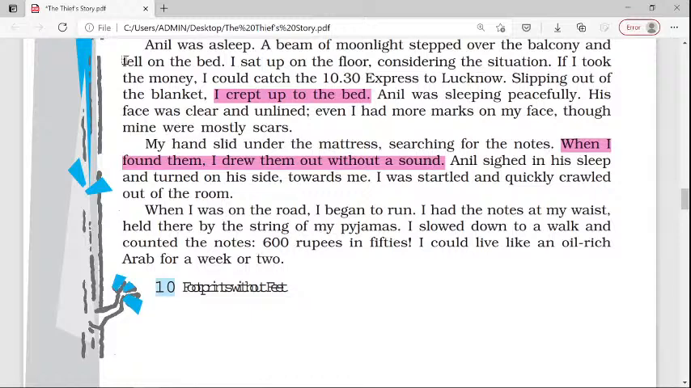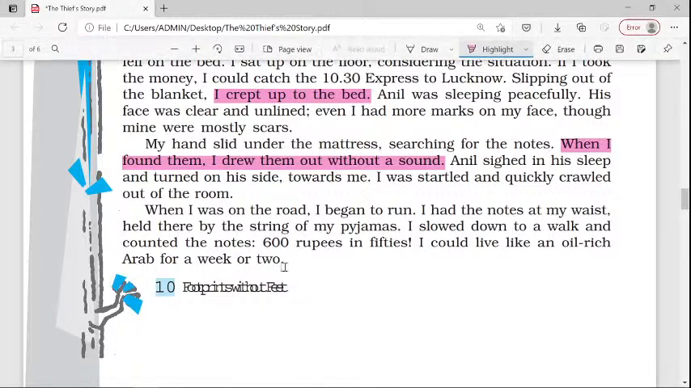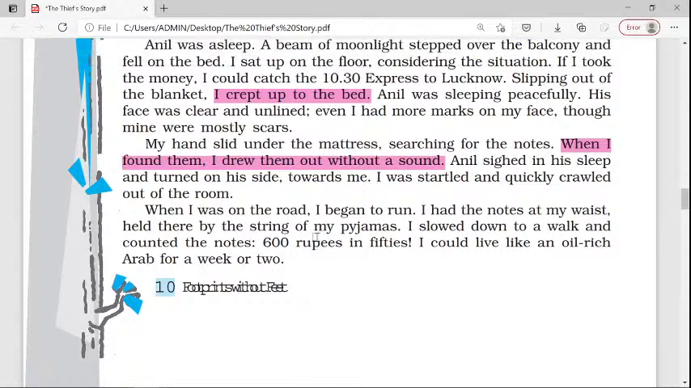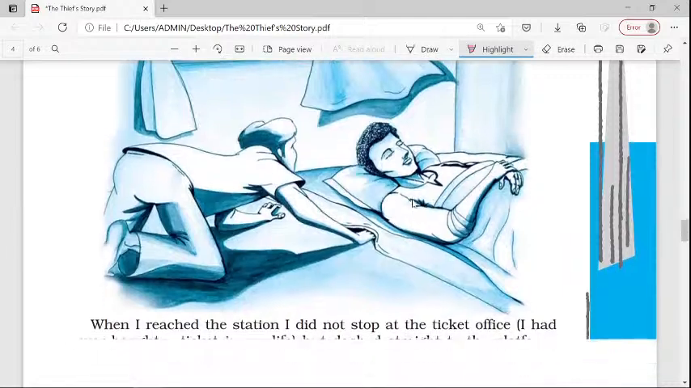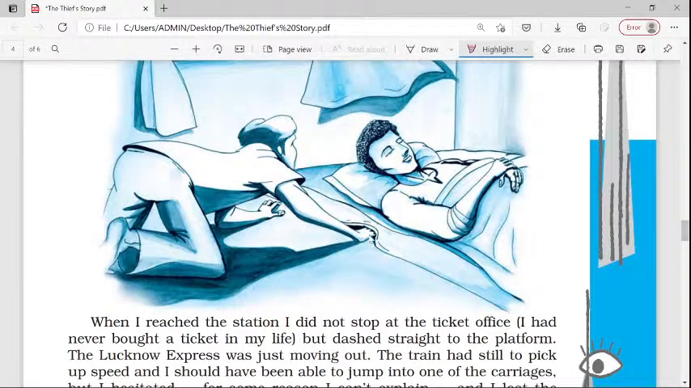He slowed down to walk and then counted the notes. 600 rupees in 50s, that is, when he counted the money, he was so surprised that he said it is a sum of 30,000 rupees and he could live like a well-rich Arab for a week or two with this money. It's a huge amount for Hari Singh. So he became very, very happy when he thought that he could live like an Arab king for a week or two. Okay, see the way he is taking the money out of the mattress.